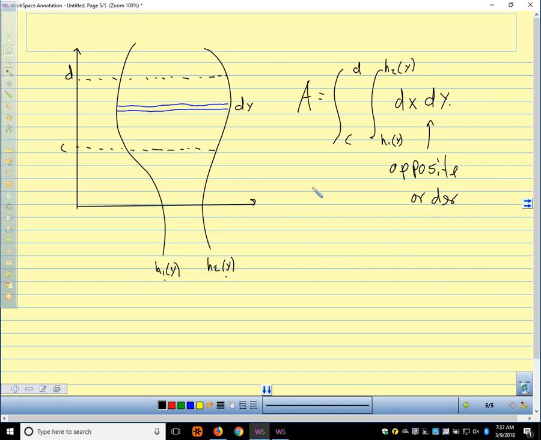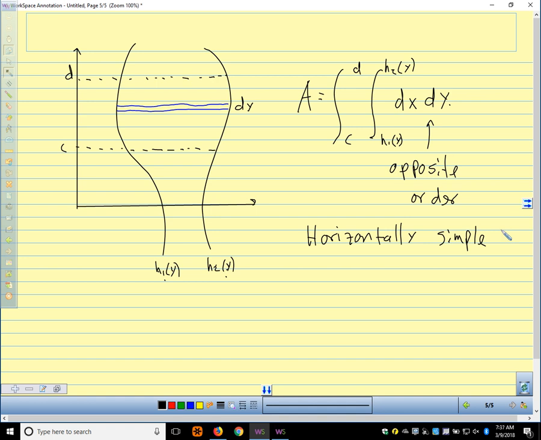We call this type of region horizontally simple. And sometimes, depending on the region of integration or the function that we're integrating, it's going to be beneficial to set up the integral one way or the other way.